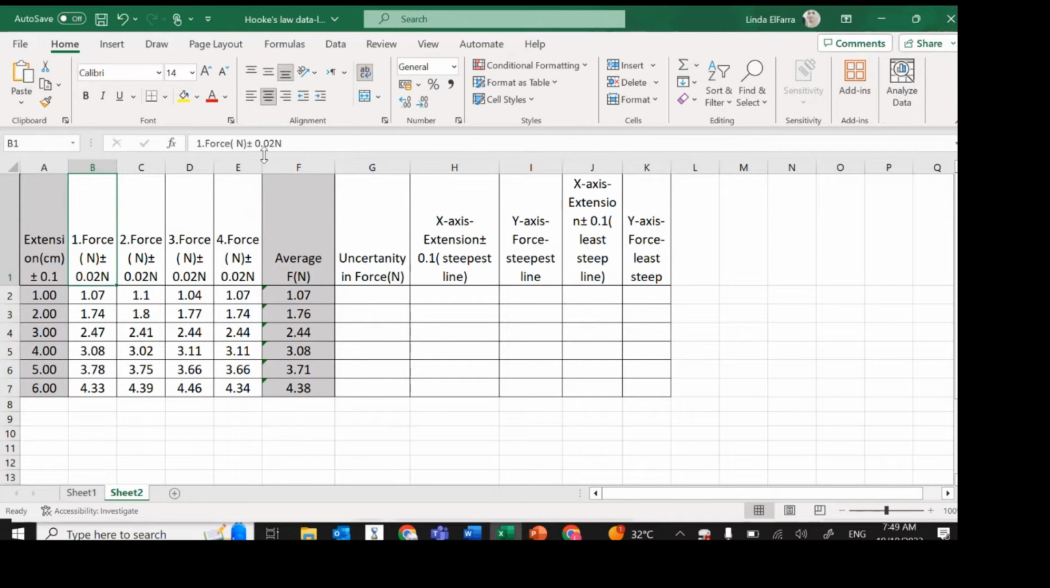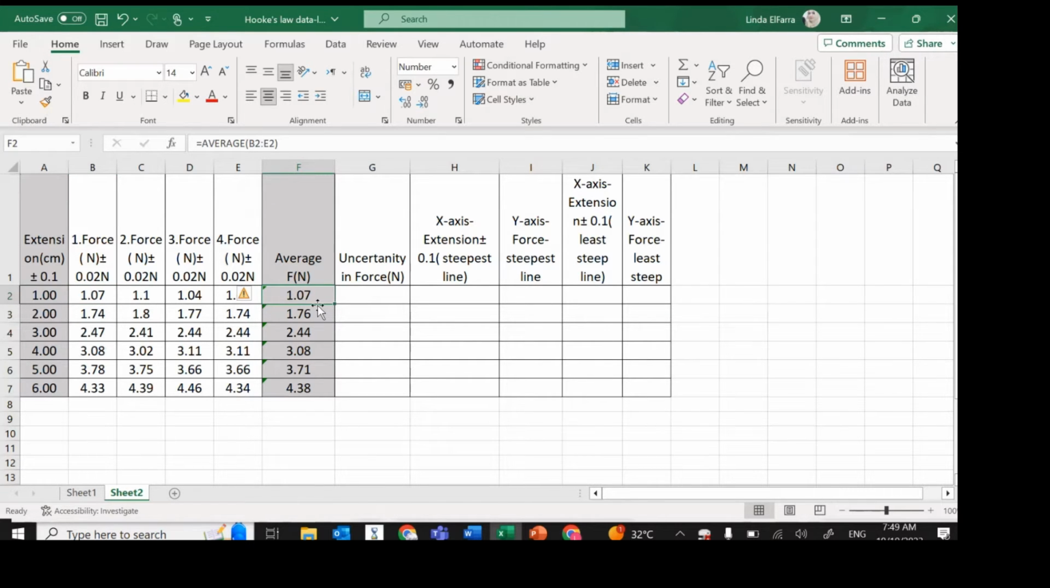Uncertainty for the force, plus or minus 0.02. So the first value is 1.07. If we add 0.02, it's going to be 1.09. If you subtract 0.02, it's going to be 1.05. So the value is between this range. Now we have to find the average.